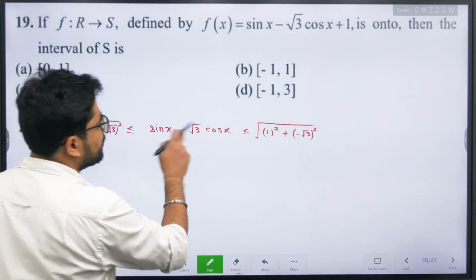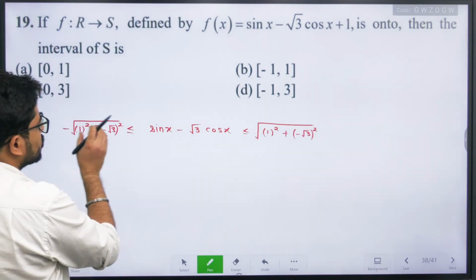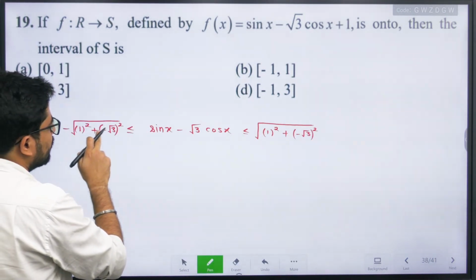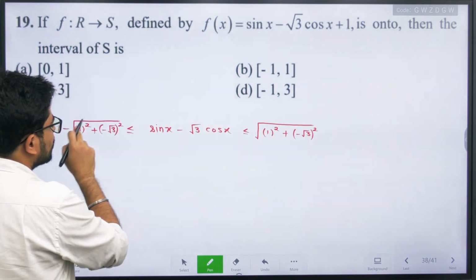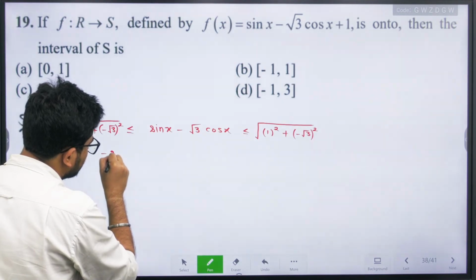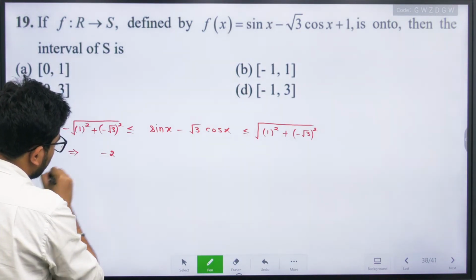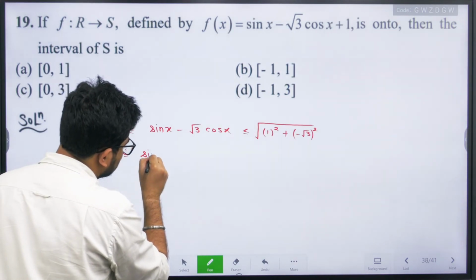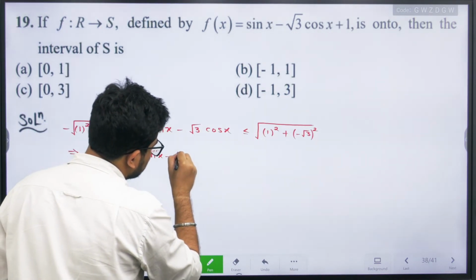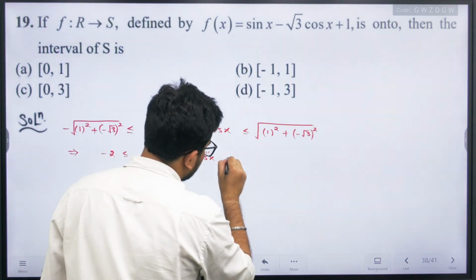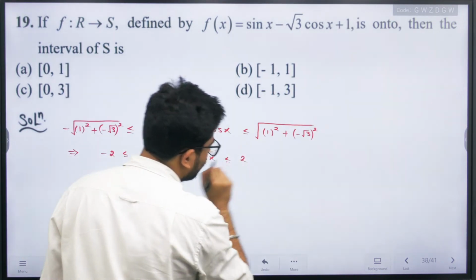Here a is 1 and b is minus root 3. So 1 square plus minus root 3 square, that is 1 plus 3, which is 4. Under root of 4 is 2. So you can say minus 2 is less than or equal to sin x minus root 3 cos x, which is less than or equal to 2.